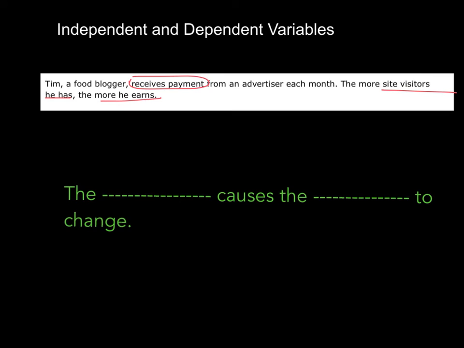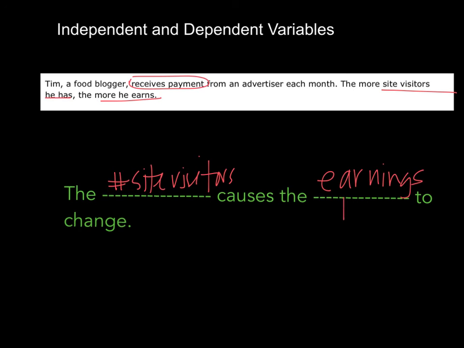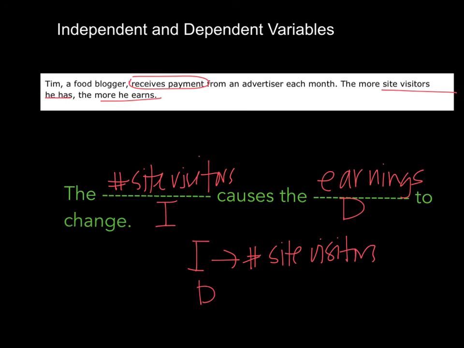So then, the number of site visitors causes his earnings to change. And therefore, this one is always ID. So the independent variable would be the number of site visitors, while the dependent variable is his earnings.